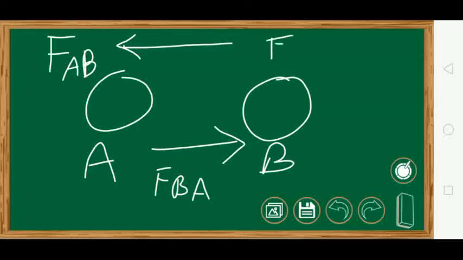So FAB will be equal to FBA. But they are in opposite directions, so we will give a minus sign. So FAB is equal to minus FBA. Both are equal in magnitude but opposite in direction.